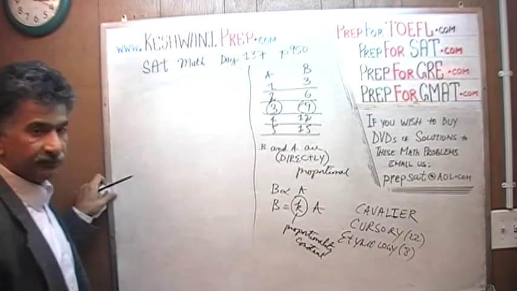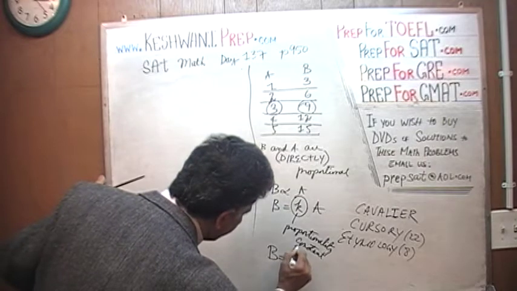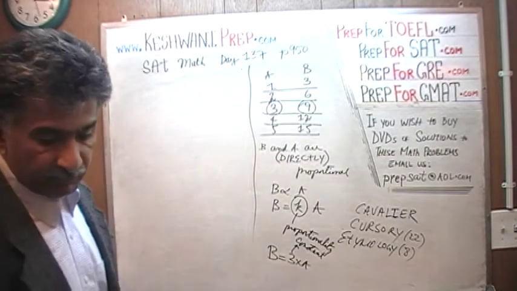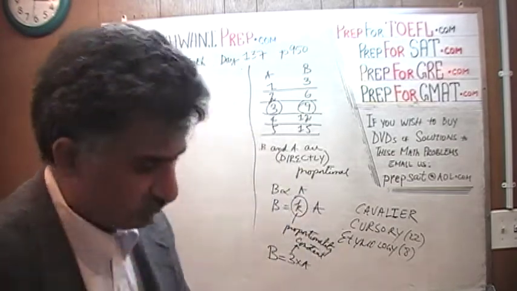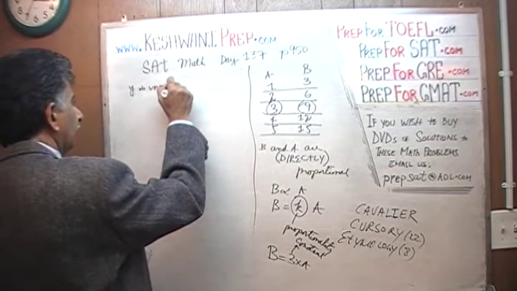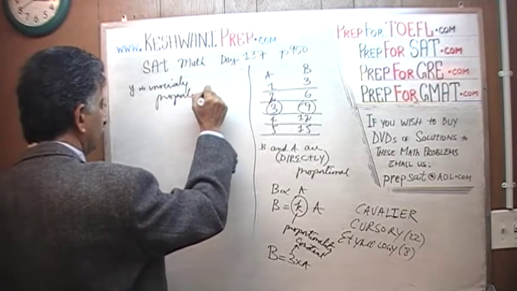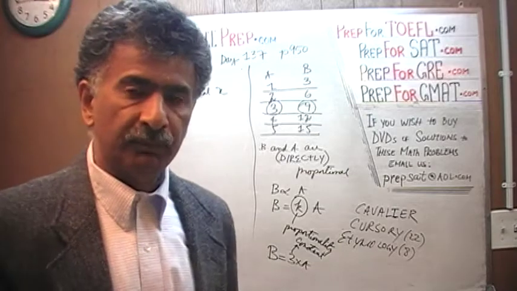Which in our case is 3, as we saw there, because we realize that b equals 3 times a. So the proportionality constant is 3 here. When two variables are inversely proportional, we will say that if y is inversely proportional to x, y is inversely proportional to x.